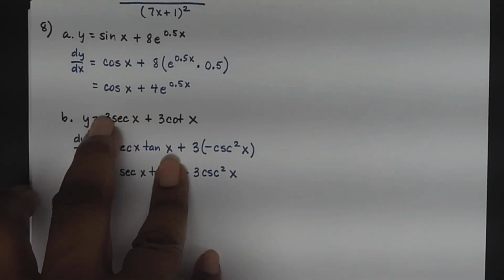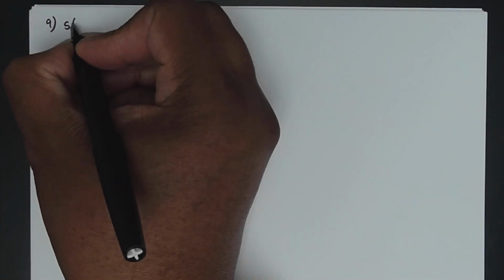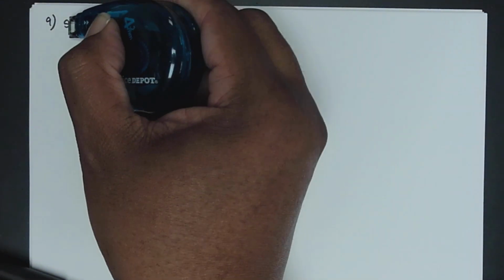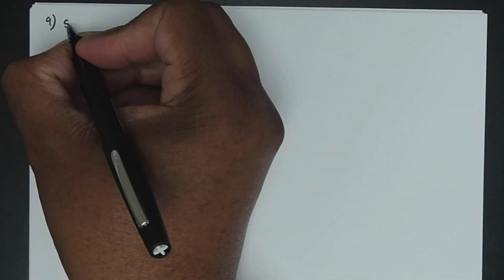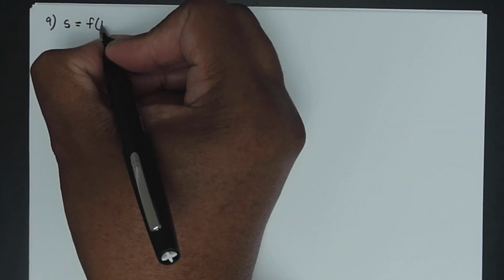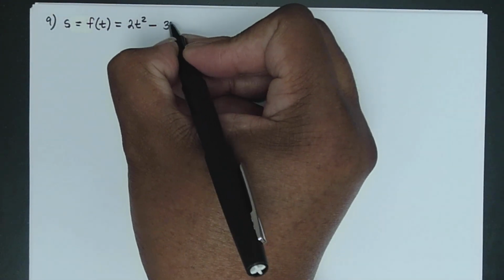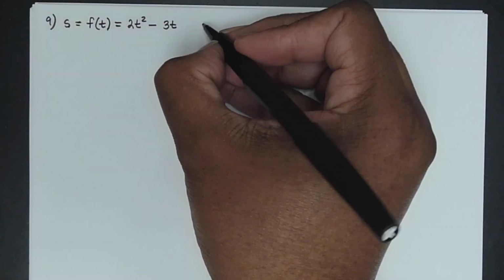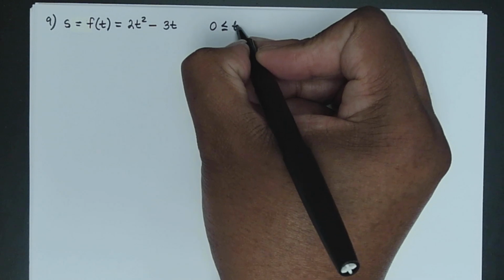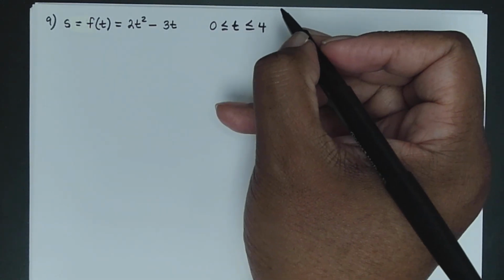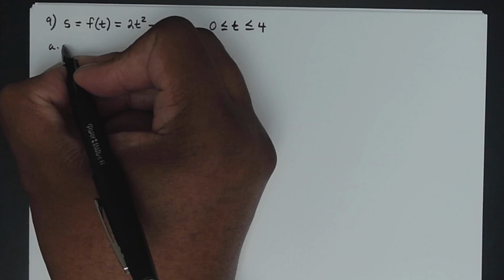Okay, so I'm going to continue, put number 9 on the next page. So here we have s of t, or s equaling f of t, I should say. s equaling f of t, and that's equal to 2t squared minus 3t. And my interval is where t is greater than or equal to 0 and less than or equal to 4. Part A, they want the velocity function.